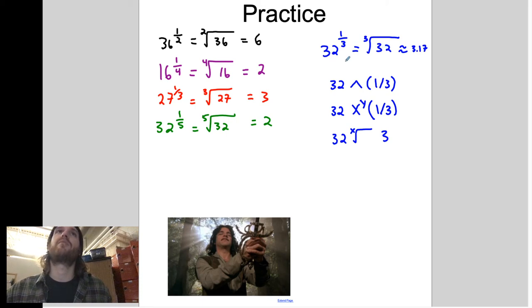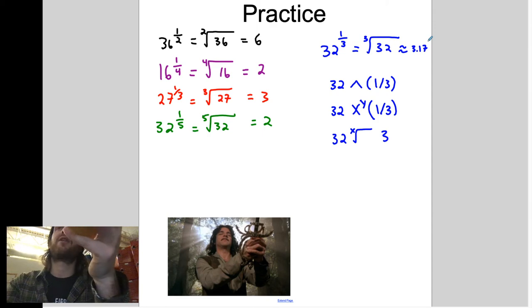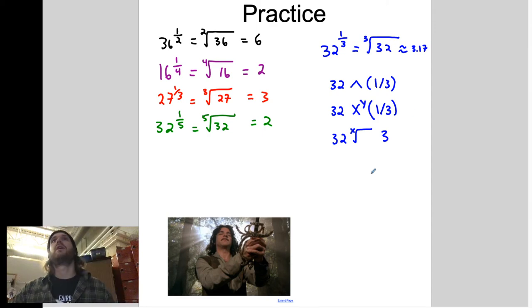What number multiplied 3 times is 32? Well, what number multiplied 3 times was 27? 3. So this is probably going to be a little bit bigger. So if you go to your calculator and you type in 3.17 times 3.17 times 3.17, you're not going to get 32, but you get something really close, and that works.